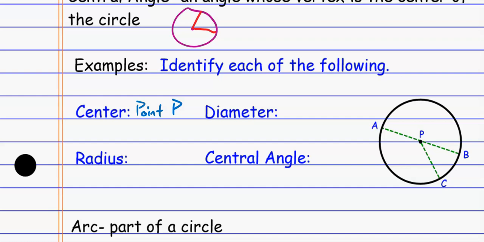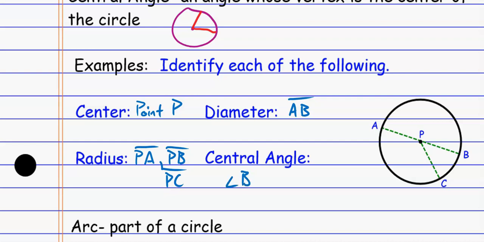The diameter of the circle, remember, diameter is the whole way across the circle, that measurement that goes the whole way across and goes through the center. So the diameter for this one would be segment AB the whole way across. The radius of the circle, we have a couple radii drawn, something like segment PA, also segment PB, also segment PC. Those are all radii of the circle. So any one of those could be considered a radius because they all go from the center to the circle itself.